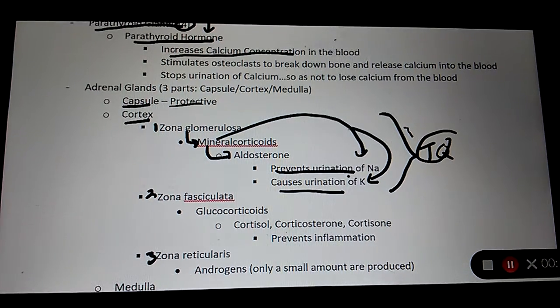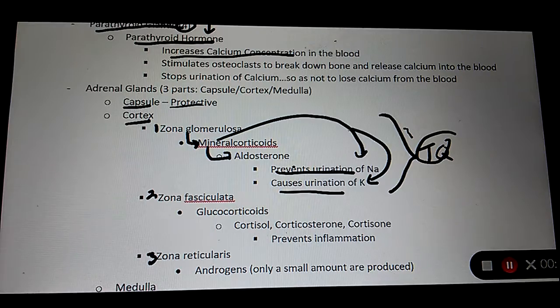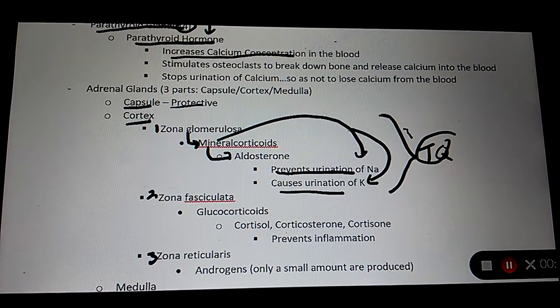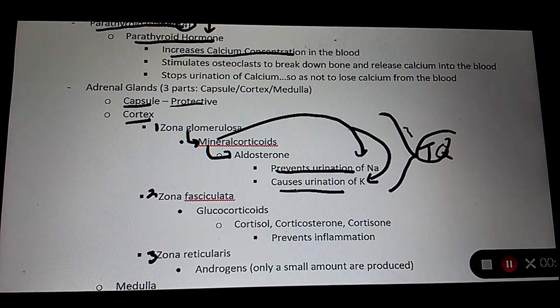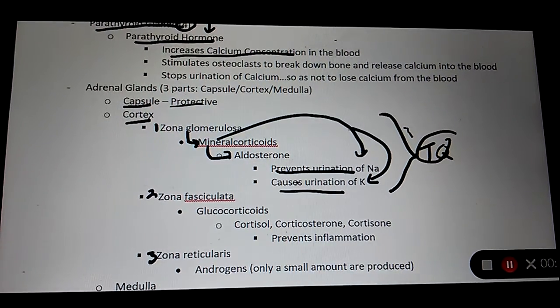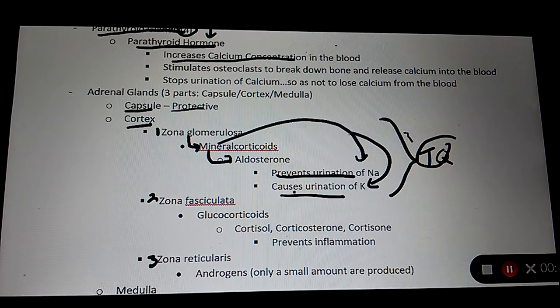So what hormone is responsible for preventing urination of sodium? Aldosterone. What hormone causes urination of potassium? Aldosterone. What hormone is responsible for preventing urination of sodium and causing urination of potassium? Aldosterone. Is aldosterone a mineralocorticoid? Yes.